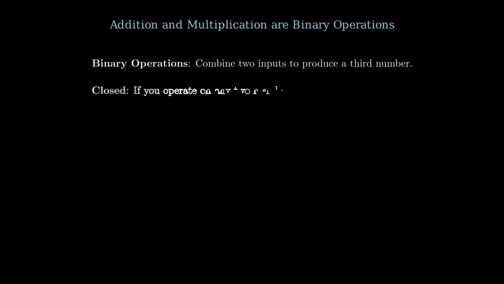Addition and multiplication are binary operations because they require two inputs to produce a third number. A set of numbers is said to be closed under a given operation if, when you perform that operation on any two members of the set, the result is also a member of that same set.